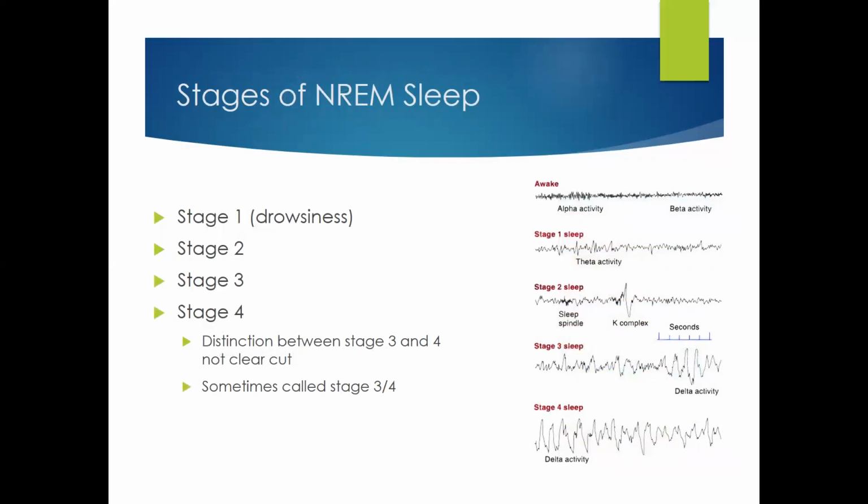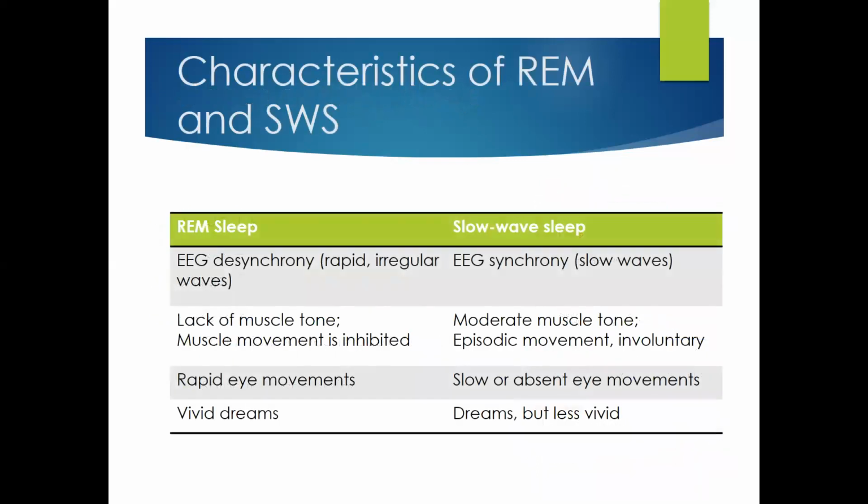Stage 1, or drowsiness, is a lot of times when somebody has fallen asleep and they don't even realize they're asleep, and you sort of kick them and say, hey, you were asleep, and they're like, no, I wasn't. That's really where you get stage 1, or if you get the nodding that occurs in class, which hopefully you're not doing right now. So this is just a breakdown.